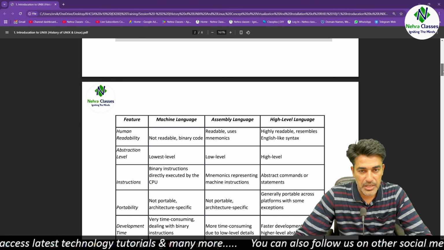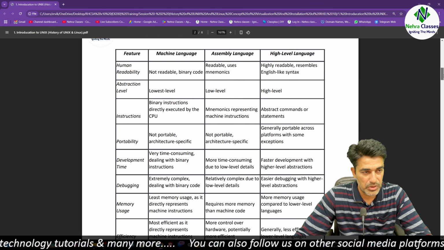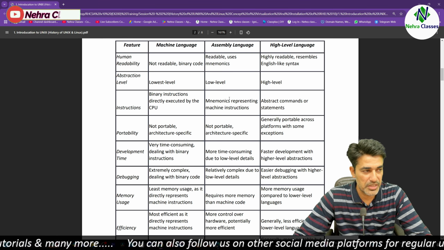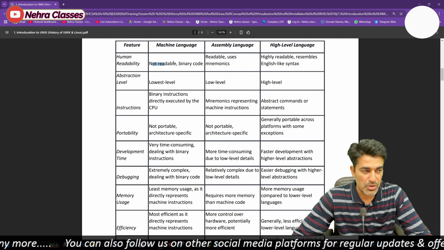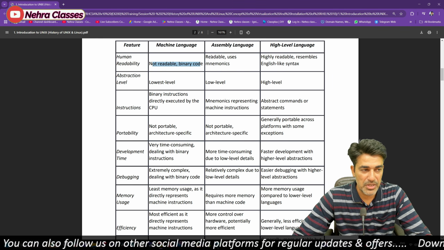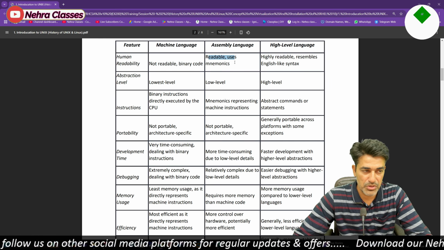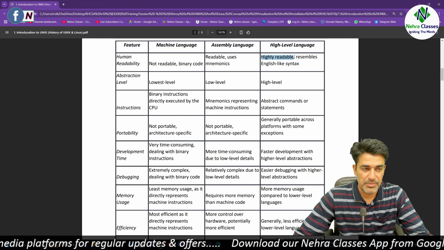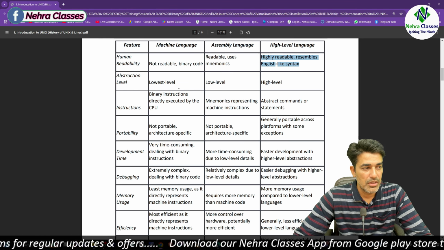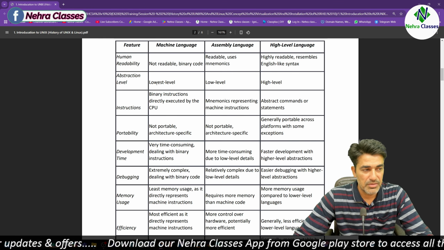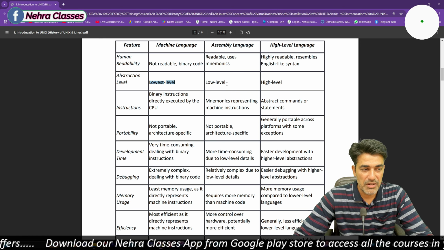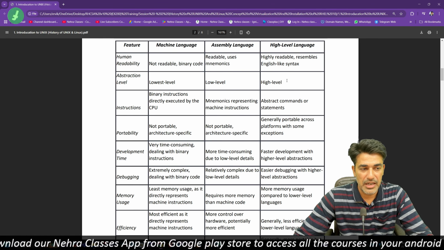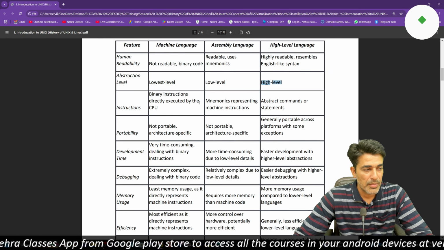Here I made a comparison between these three. You can go through this. I will provide you this PDF. Machine level language is not readable, it is a binary code, while the assembly level language is readable, it uses mnemonics. High level language uses a readable language like our English language. Machine level language is the lowest level, assembly level language is the low level, and high level language is the high level language.